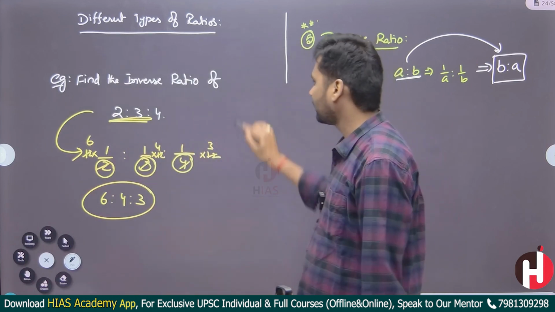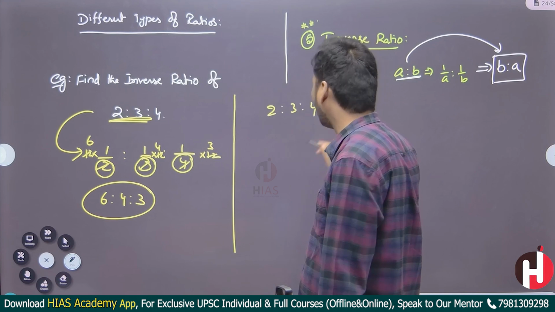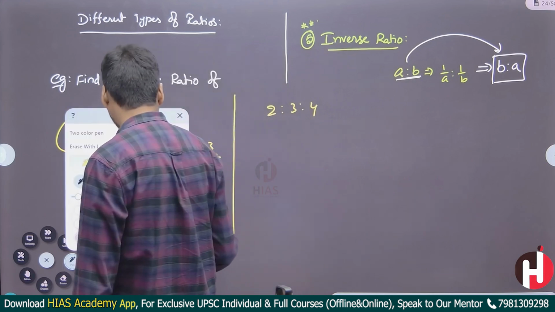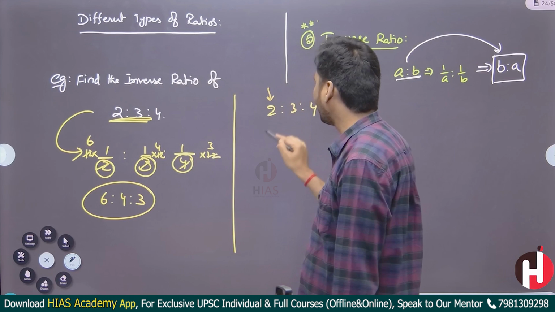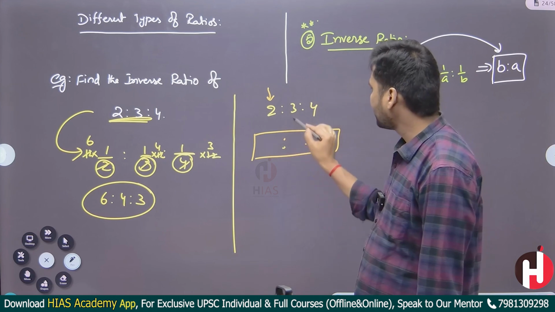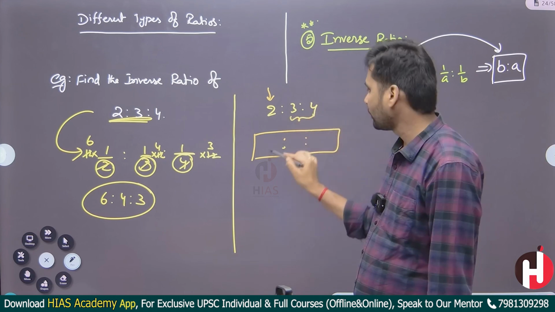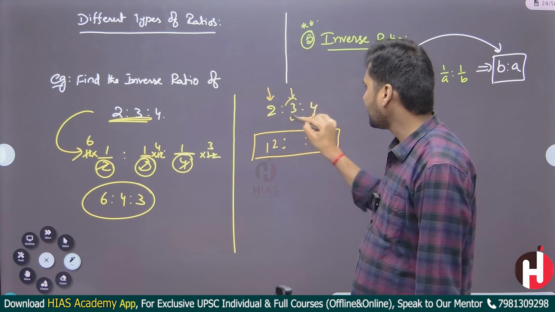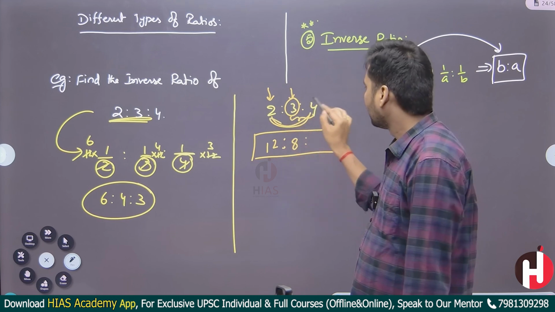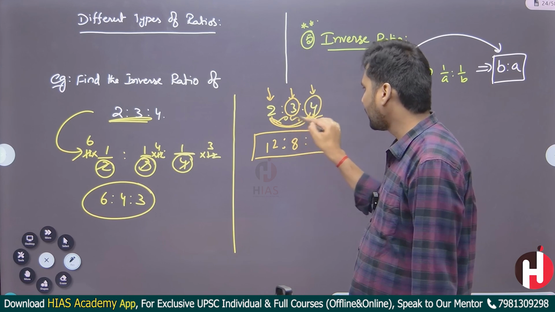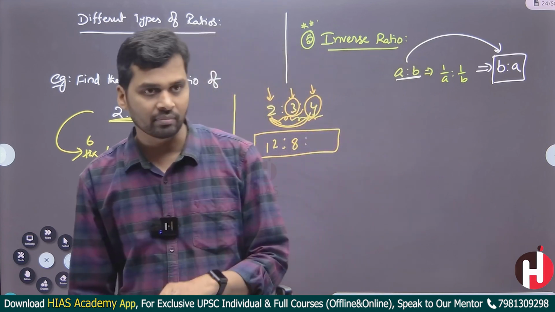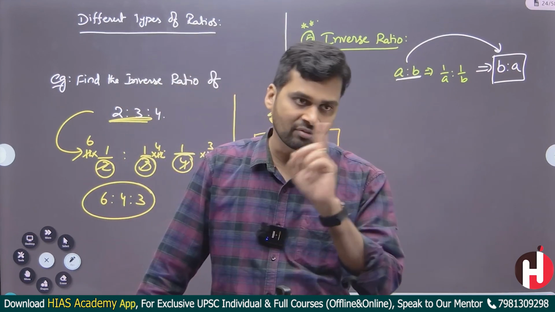There is also a shortcut for this one. 2 is to 3 is to 4. If you want to directly write the inverse ratio of these numbers, when you are writing the first term, we have 3 terms here, right? The first term is nothing but the product of the remaining 2 numbers. 3 into 4 is 12. Next, the second term is the product of the remaining 2 numbers. 2 into 4 is 8. The third one is the product of the remaining 2 numbers. The middle term is the product of the first one and the third one.